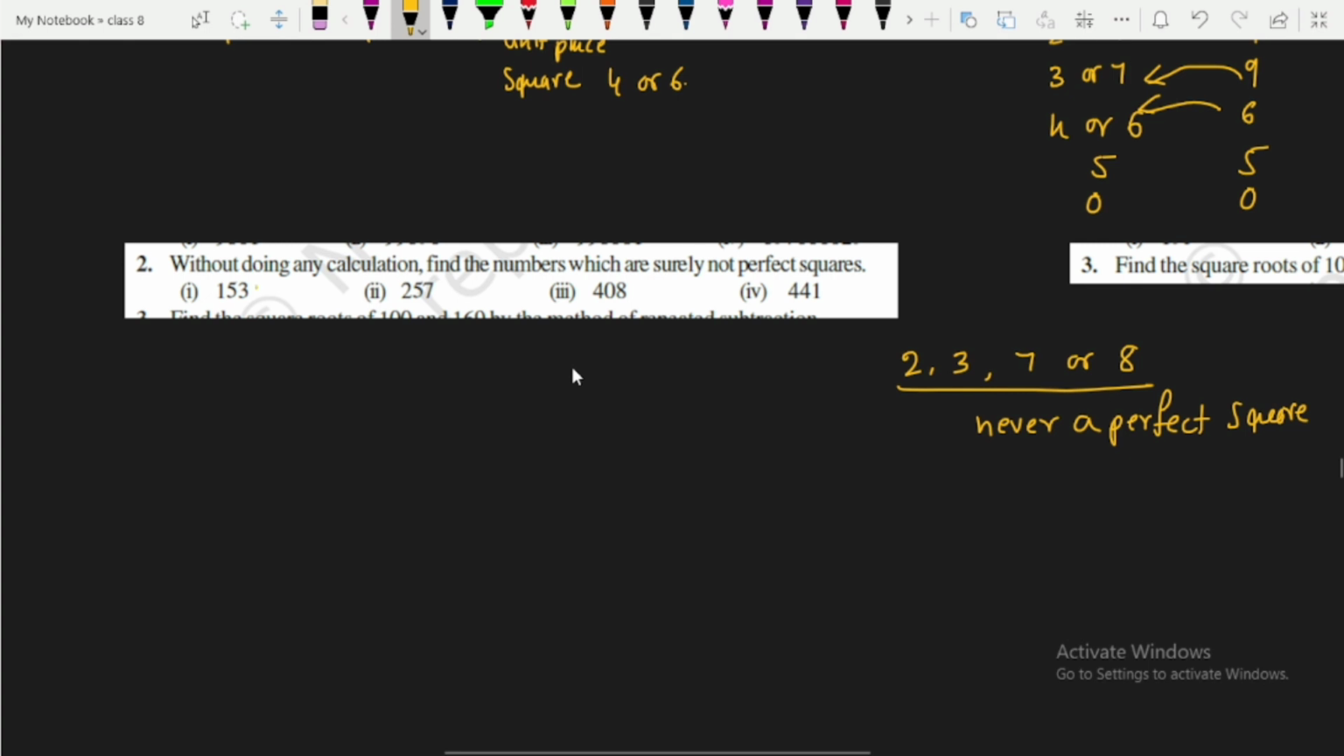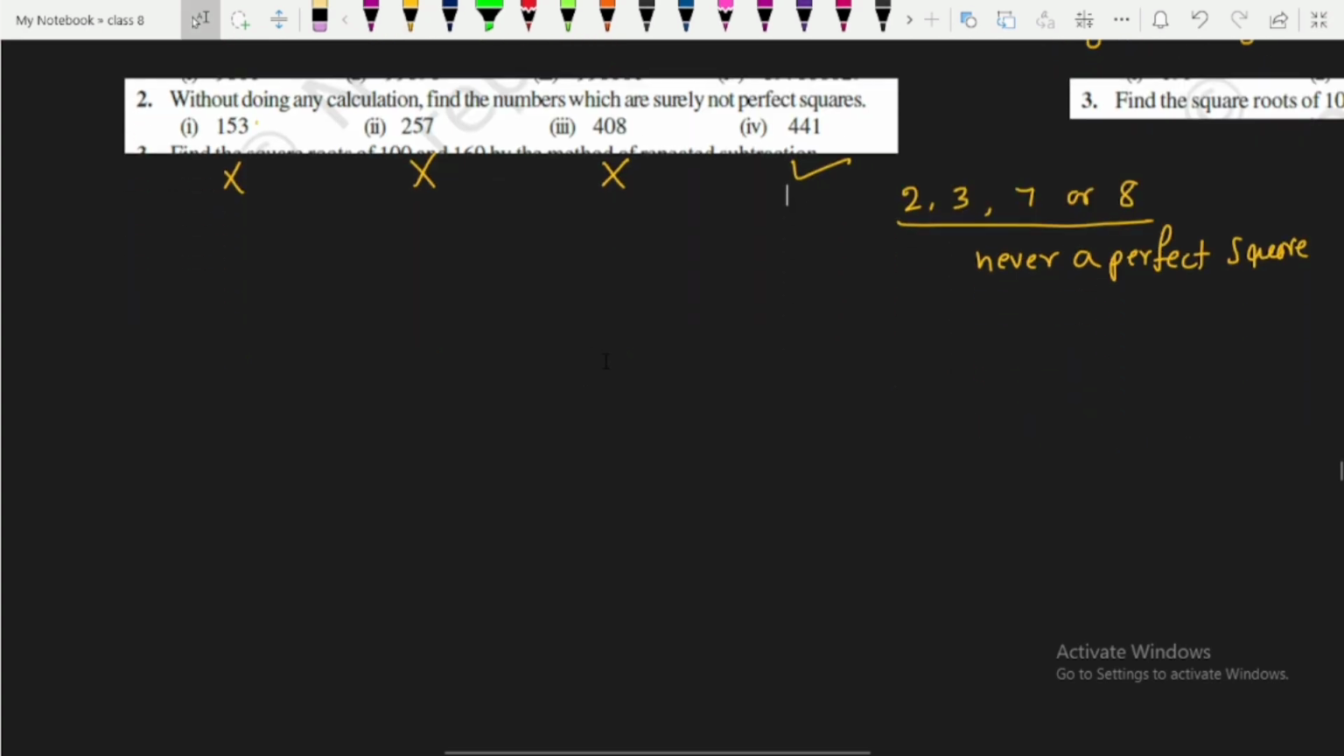So the number ending with 3 is not a perfect square. This one is also not a perfect square. 441 is a perfect square. So a number ending with 2, 3, 7 or 8 is never a perfect square. This is question number 2.